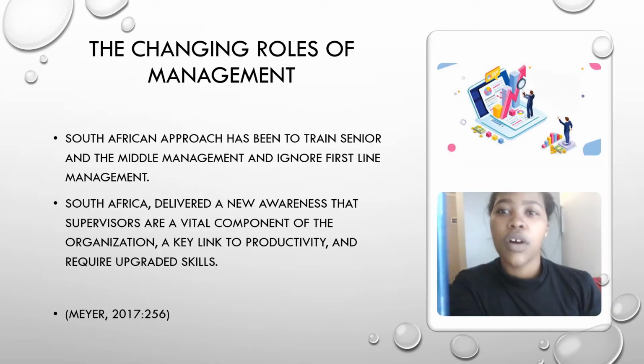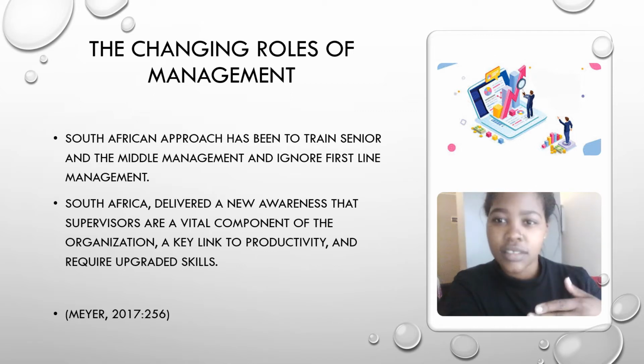The changing roles of management. The long-standing South African approach has been to train senior and middle management and ignore the first line of management. The basis is not difficult to understand. In a traditional organizational society, management routinely set down instructions and supervisors routinely implement these instructions. The winds of change, however, having swept strongly and swiftly through South Africa, delivered a new awareness that supervisors are a vital component of the organization, a key link to productivity, and require upgraded skills.